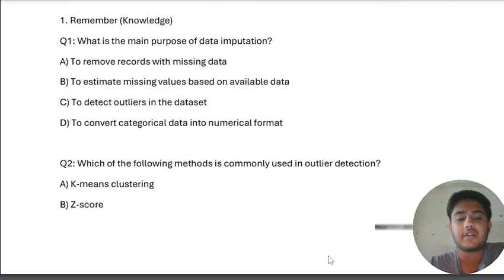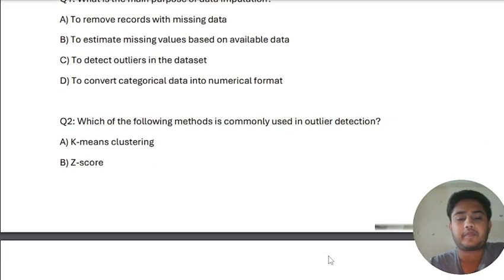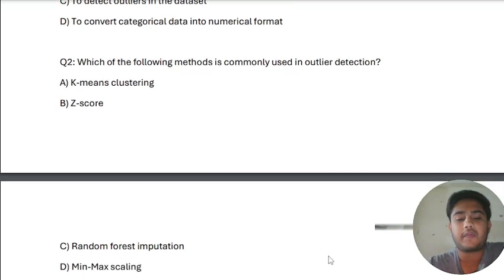And the next question is, what is the main purpose of data imputation? The answer is option B, to estimate missing values based on the available data. Which of the following methods is commonly used in outlier detection? It is Z-score.